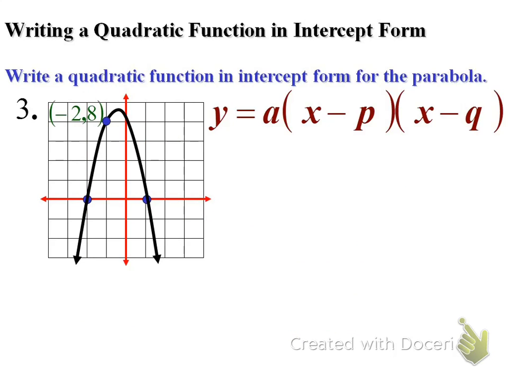So we want to start, when we're doing intercept form, by putting p and q into the equation, and then we're going to put the x and y in for x and y, and then solve for a. Do you guys know p or q at the moment?